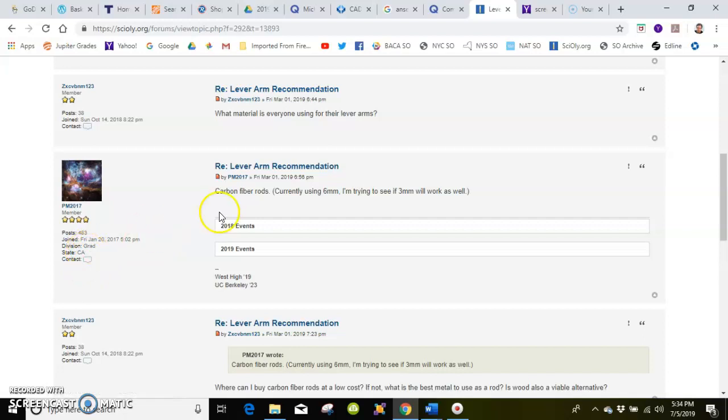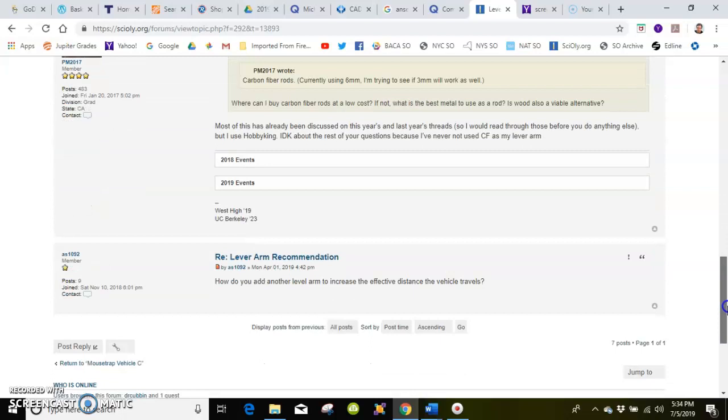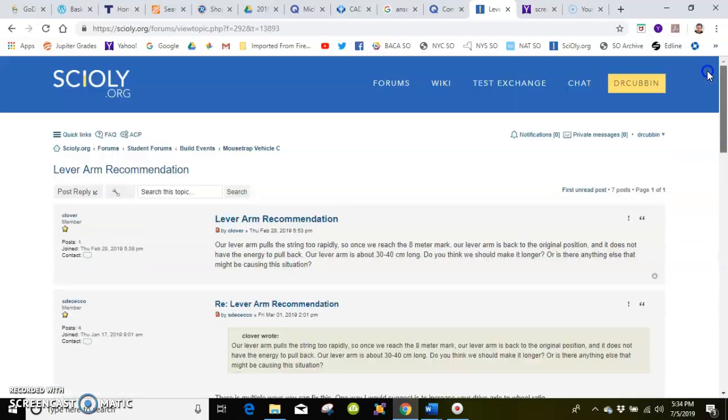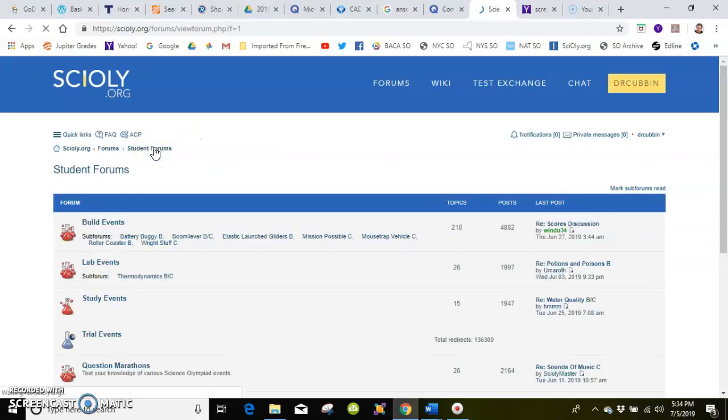They're a grad. They're out in California. They're using carbon fiber rods, 6mm. So they might want to use that. Why would they use that over the dowel? Probably because it's less likely to break. Let's go down. So anyway, we won't go down. We'll come back. Let's go back to our student forums.